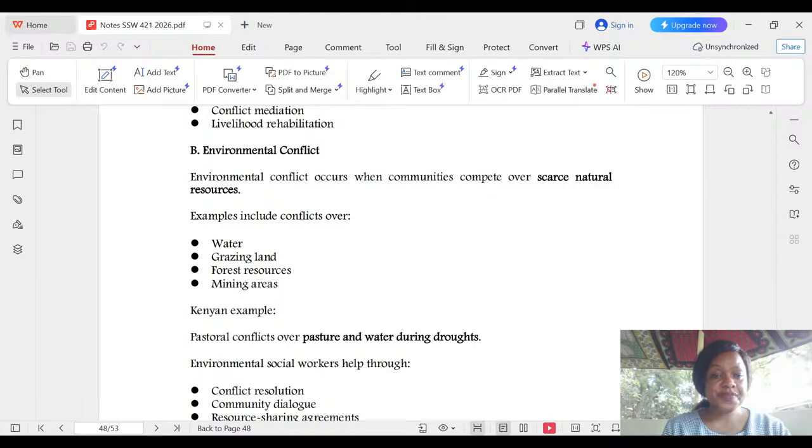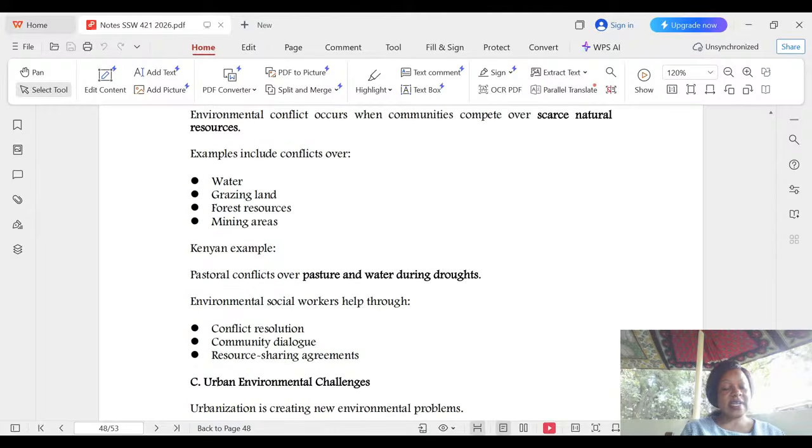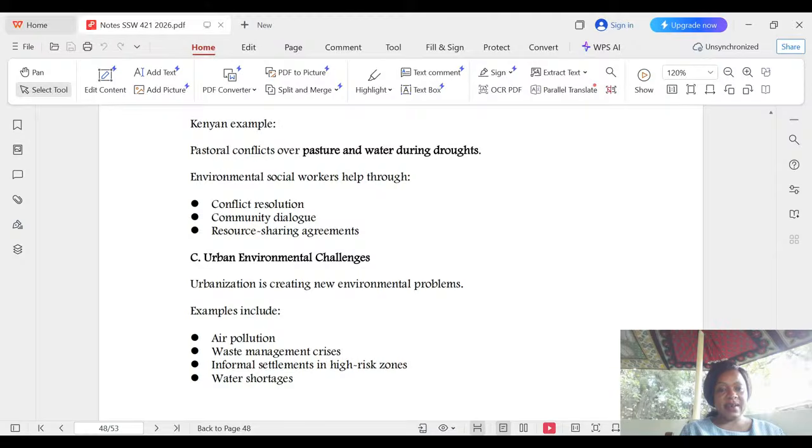Let's look at environmental conflict. This occurs when communities compete over scarce natural resources. Okay, so those who have migrated will be moved somewhere where obviously there are other people. So conflicts will occur over water, because already researchers are telling us that there'll be scarcity of water, grazing land, forest resources, mining areas, and others. For example, in our country, pastoral conflicts occur over pasture and water during droughts. So we can help through conflict resolution, community dialogues, and resource sharing agreements.